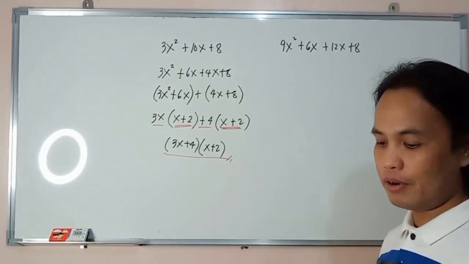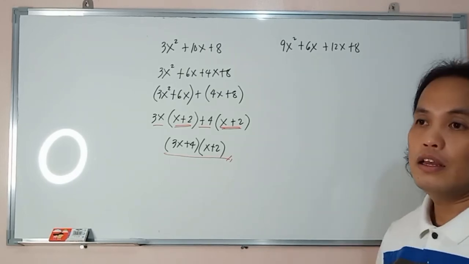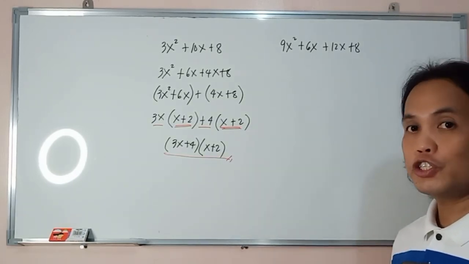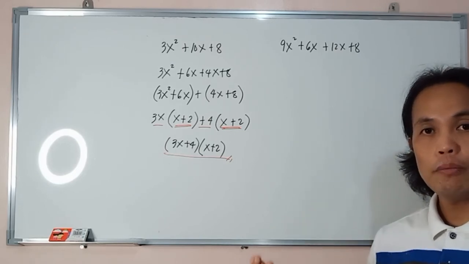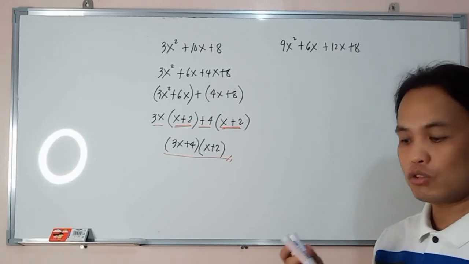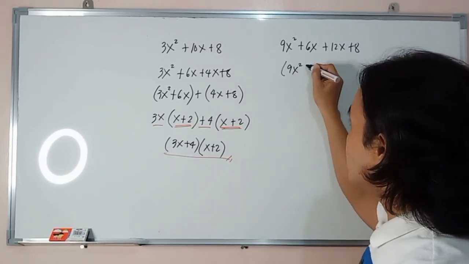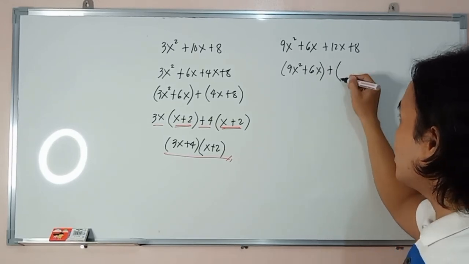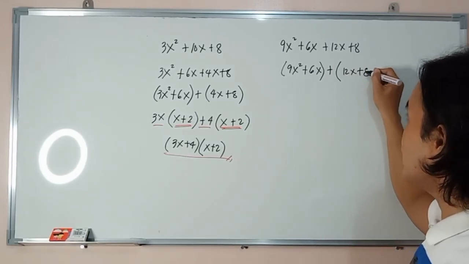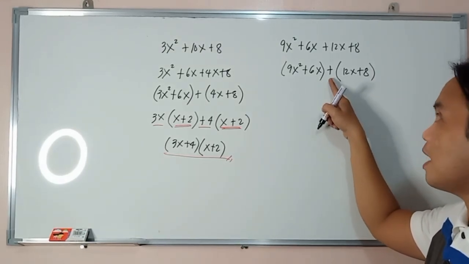Now, last example. 9x squared plus 6x plus 12x plus 8. So there's no problem because the given has 4 terms already. So what we need to do now is just simply group the polynomials, the first 2 terms and the last 2 terms. So we can use 9x squared plus 6x, then we copy plus, then we have 12x plus 8. Again, we do not change the sign inside the parentheses because this is plus.